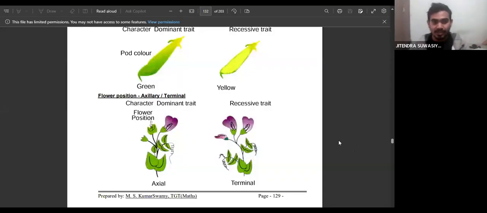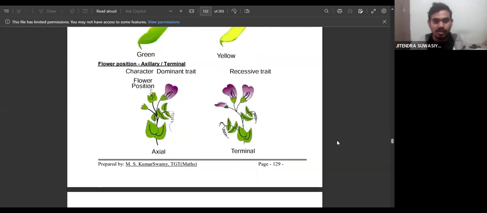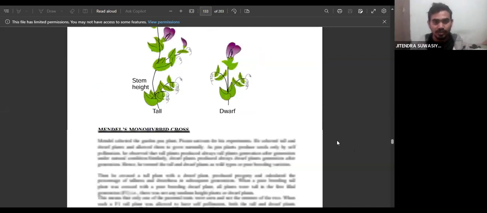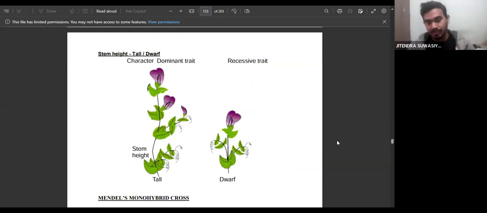Then pod color, green or yellow. Then flower position, where the flower is located, either on the axillary portion or on the terminal portion of the stem. Then the stem height, like tall or dwarf. So he has taken seven contrasting characters of the pea, and he selected accordingly.